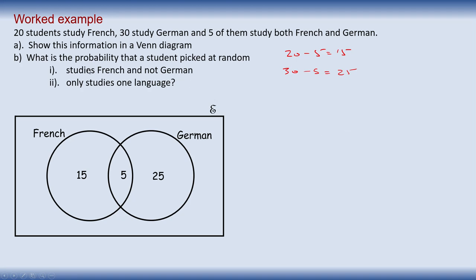And in part B, it says probability that the student picked at random studies French and not German. So we can write that down. We can say probability French but not German.